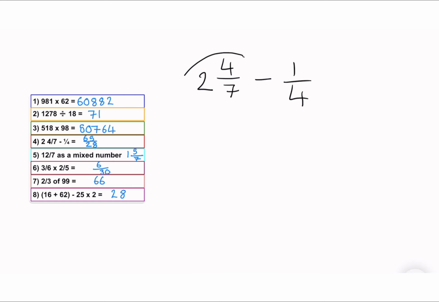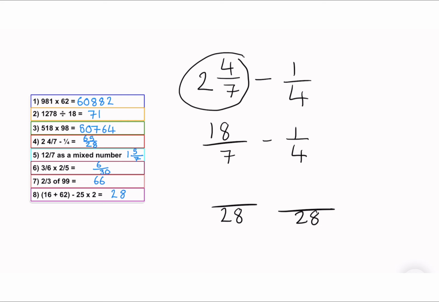Question 4 is 2 4/7 take away 1/4. Well, the first thing I want to do is make my mixed number into an improper fraction. So 2 times 7 is 14, plus another 4 is 18. So this becomes 18/7, take away 1/4. Now I want to make my denominators the same. So I know that 28 is in both times tables.